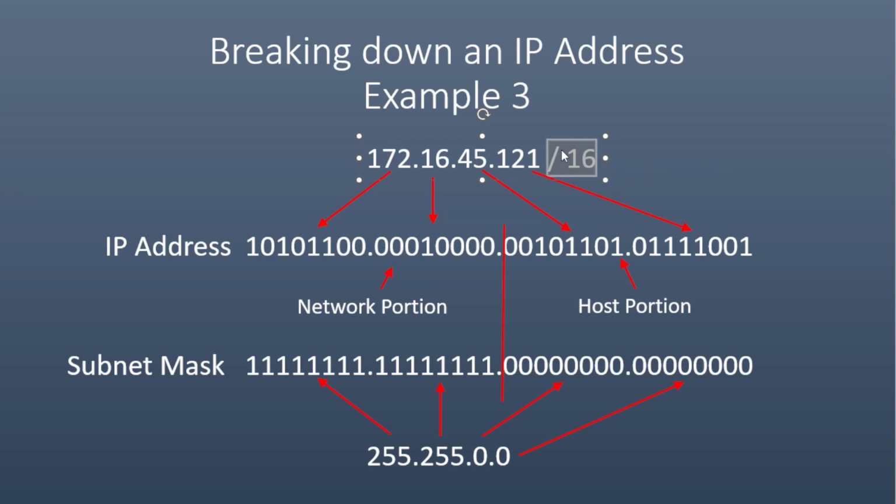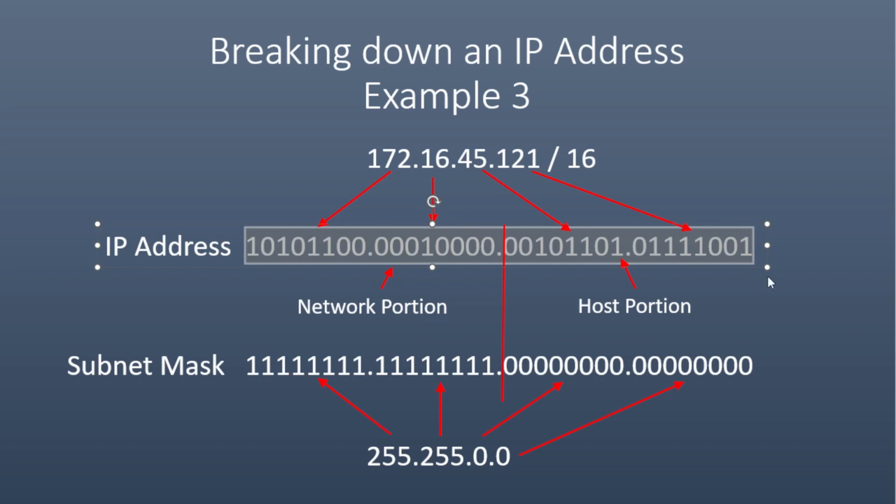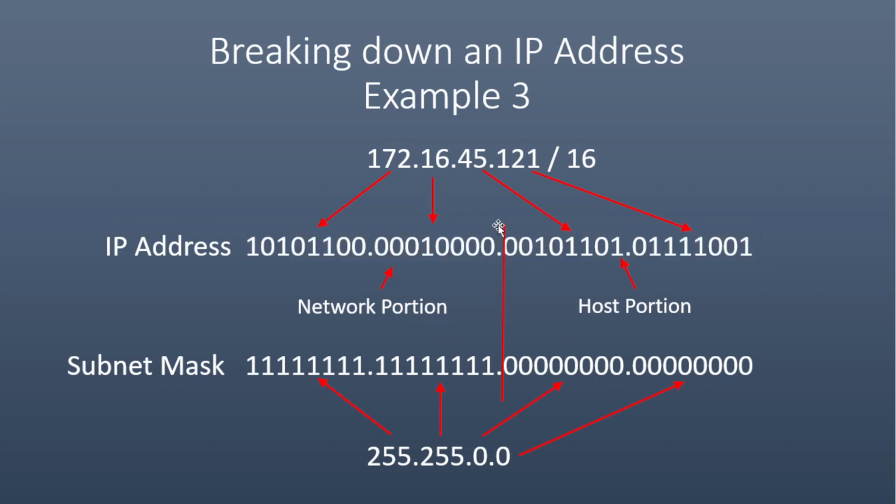So again, that /16 means the first 16 bits are network. If you're looking at it as a mask, you would set the first 16 bits in the mask to all ones and set the rest of the bits to zeros. That tells me that the first 2 octets are network and the last 2 octets are host. And that's what my red line here is signifying.